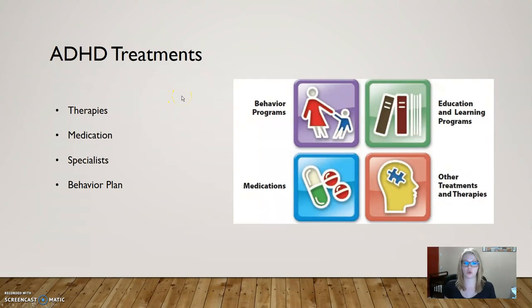This slide talks about the treatments when it comes to ADHD. There's lots of different treatments you can do: therapy, medication, specialists, some behavior plans. I actually was diagnosed with ADHD when I was little, and oppositional defiance disorder. And I'm going to tell you about what I went through as a kid before I got diagnosed with ADHD, and then what happened after I got diagnosed.